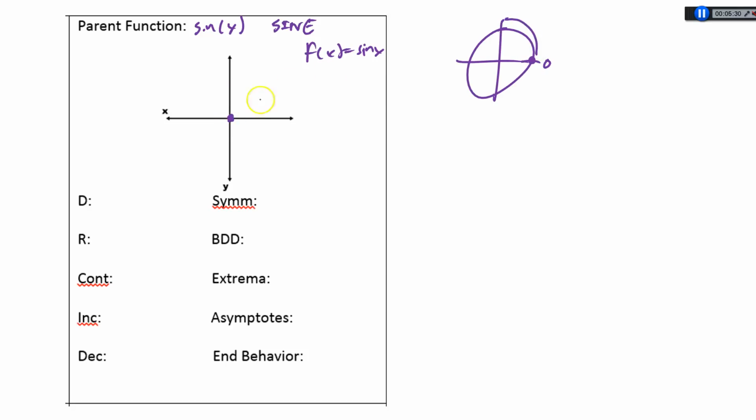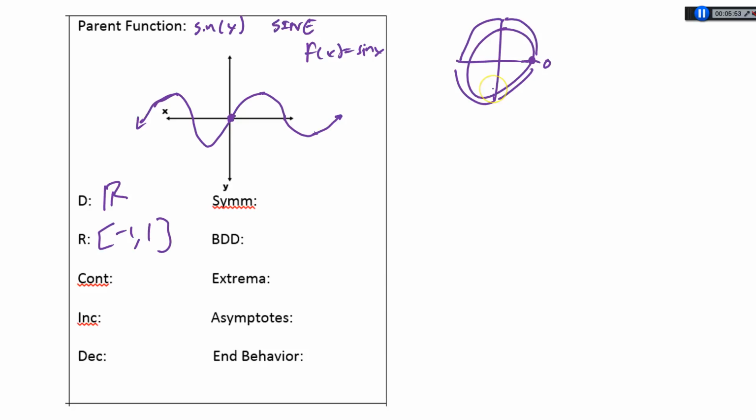It rises up to 1, and then it drops back down to 0, and then it goes down to -1, and then it comes back up to 0. And this goes forever because your radians can go as long as you want in each direction. The arrows here mean the pattern continues, doesn't mean it goes down forever or up forever. Domain is all real numbers. Range is -1 to 1 inclusive because that's the top and bottom of the unit circle.